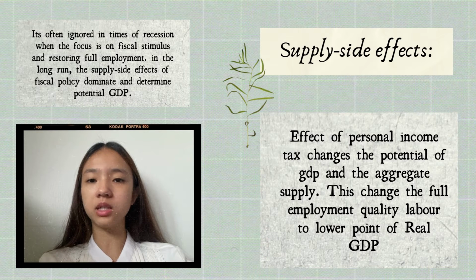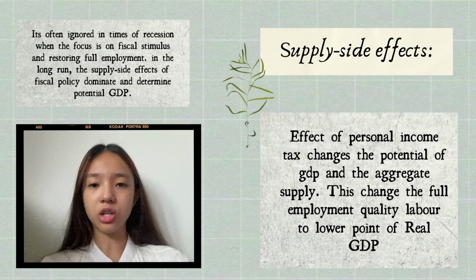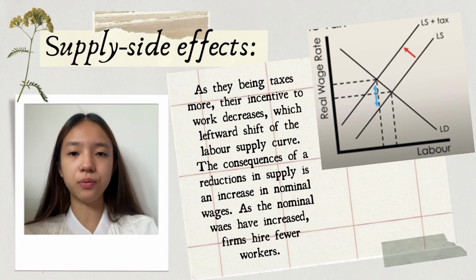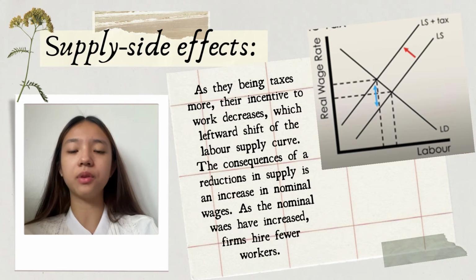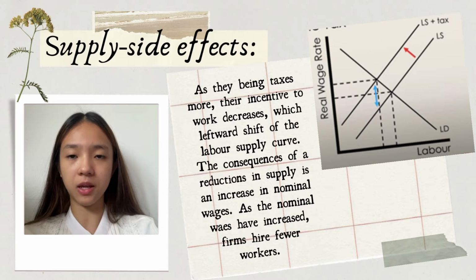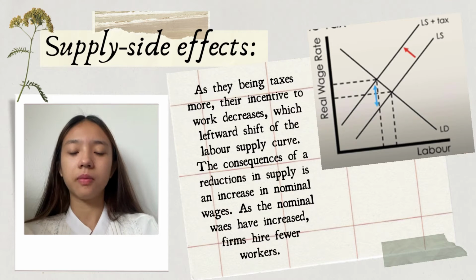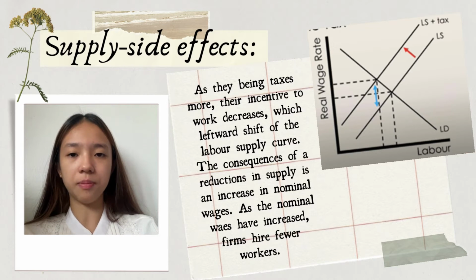With the effect of personal income tax changes, the potential GDP and the aggregate supply change. This changes the full employment quantity level to a lower point of real GDP. As people pay more taxes, their incentive to work decreases, which leads to a shift of the labor supply curve. The consequence of the reduction in supply is an increase in the nominal wages. As the nominal wages increase, firms hire fewer workers.